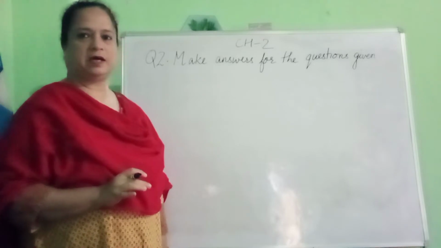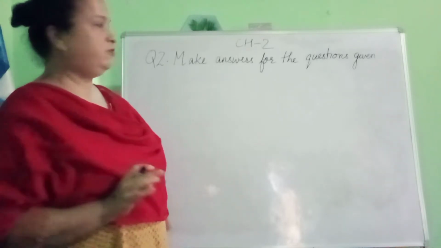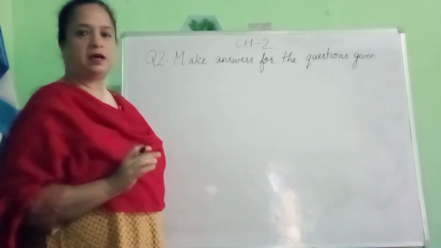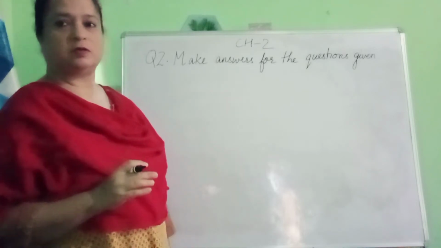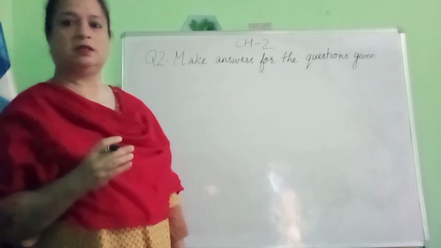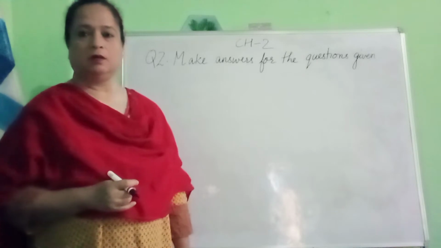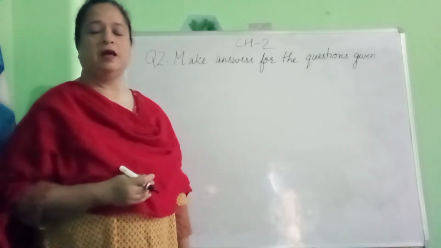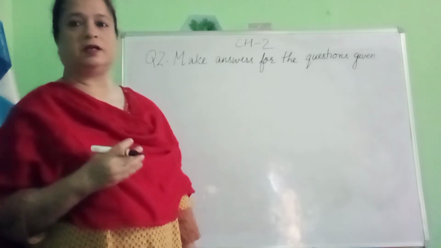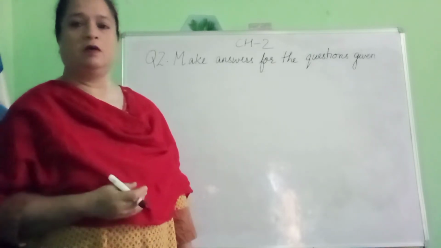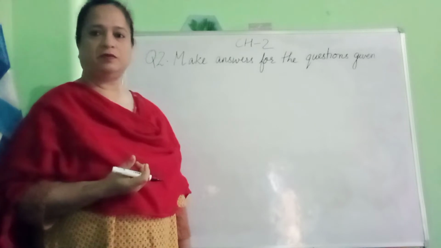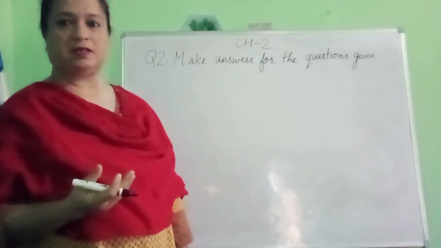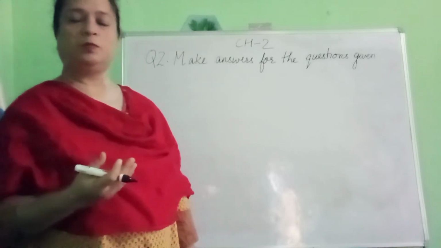Today, children, we are starting with chapter number 2 and we will be learning how to make answers for the questions given to us using the degree of comparison. In the previous class we learned the chapter degree of comparisons and we learned that there are three forms or three degrees. The first one is positive, the second is comparative and the third is superlative.